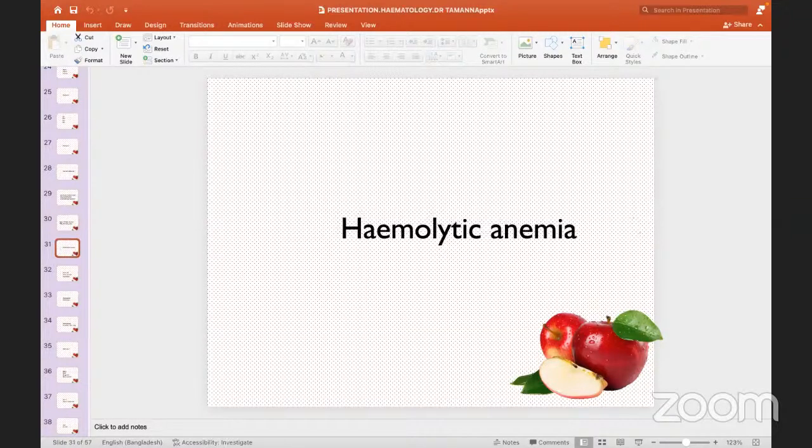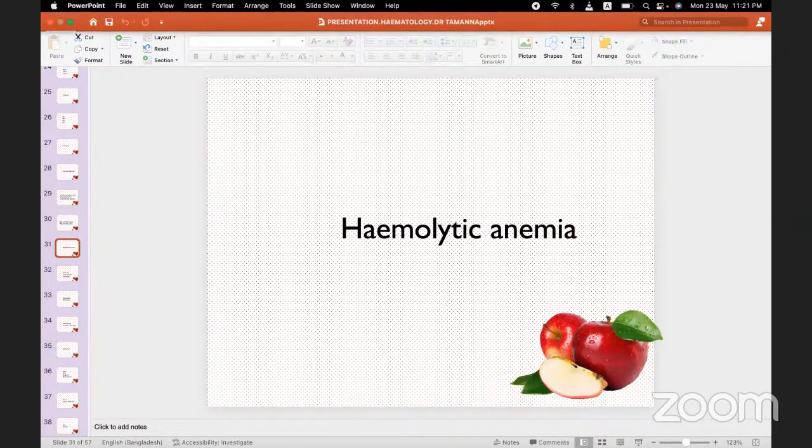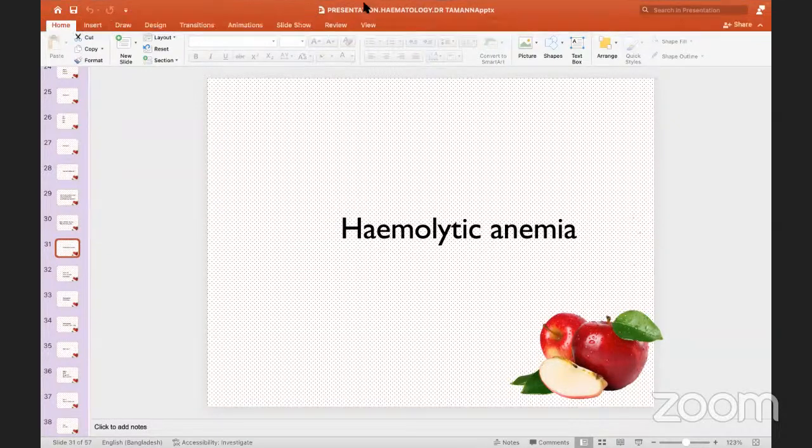Okay. Now, come back to hemolytic anemia. We already discussed hemolytic anemia. Machine is defected. Factory is open. Supply is good. But machine is defected. Now, what type of defect in the machine? Can anyone tell me what are the types of hemolytic anemia?